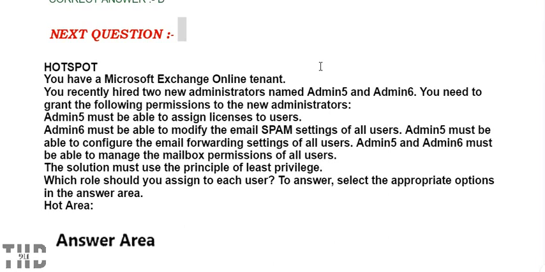Admin 5 must be able to configure the email forwarding settings of all the users. Admin 5 and Admin 6 must be able to manage the mailbox permission of all the users. The solution must use the principle of least privilege. Which role should you assign to each user? To answer, select the appropriate option in the answer area.